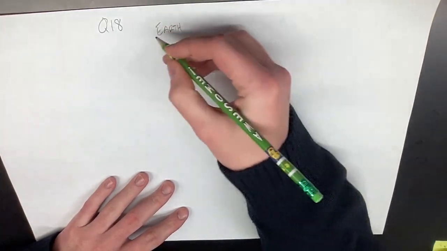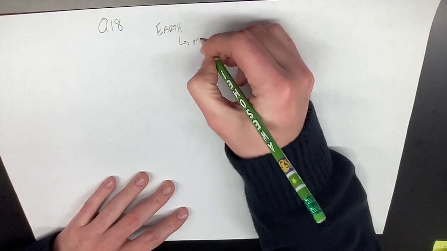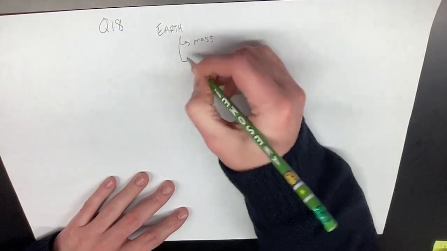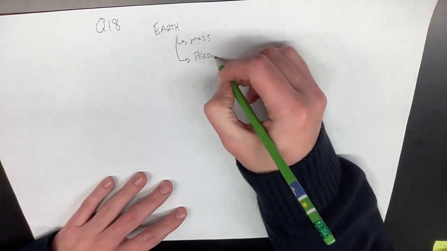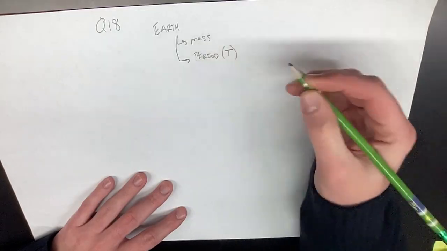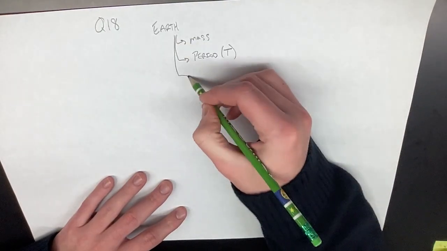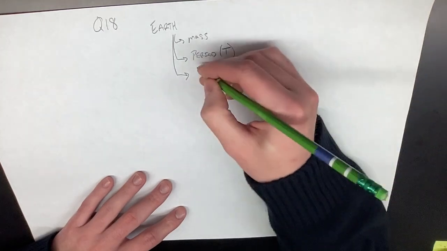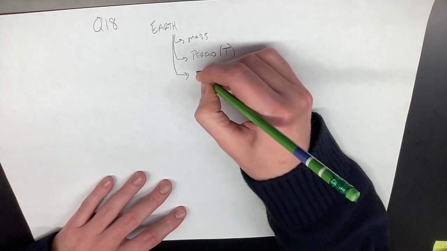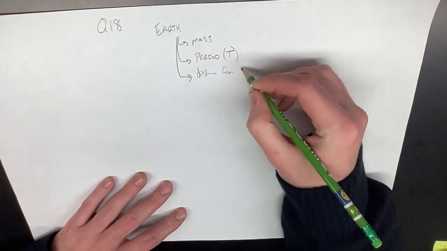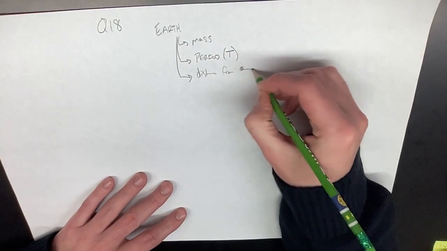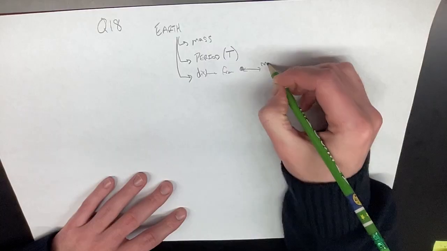Well, I could know the mass of the Earth. I could know the period of the Earth. That's the time it takes to do one full revolution. I could know the distance from the Earth to the sun.